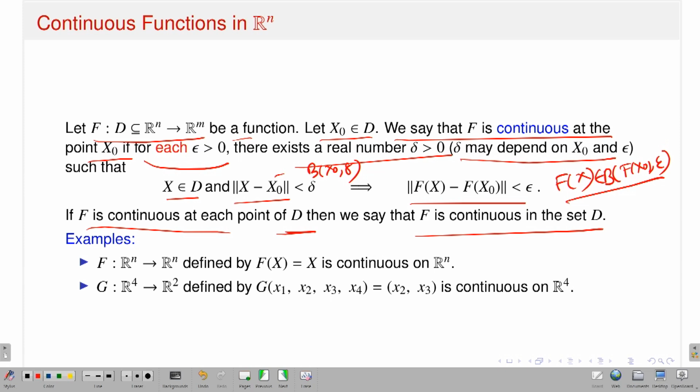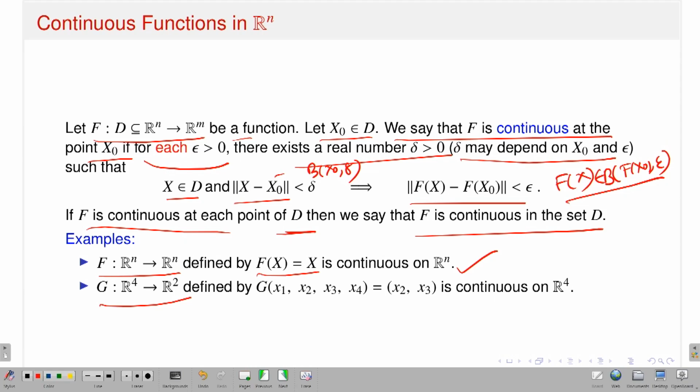Okay. So, let us see some examples. Let's start with functions from Rn to Rn. f of x is equal to x, this is the identity function, and this is a continuous function; this is easy to check. You can use epsilon and delta: if I start with epsilon, take delta equal to epsilon itself and it will work.